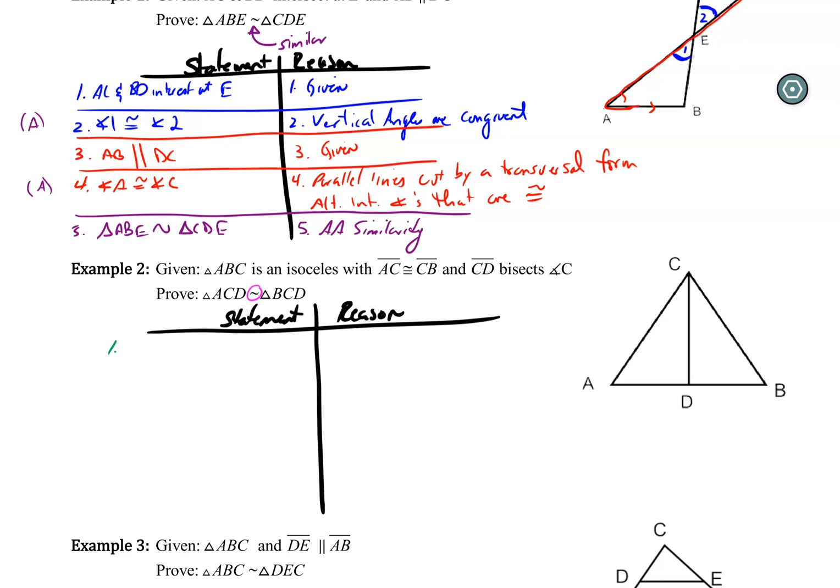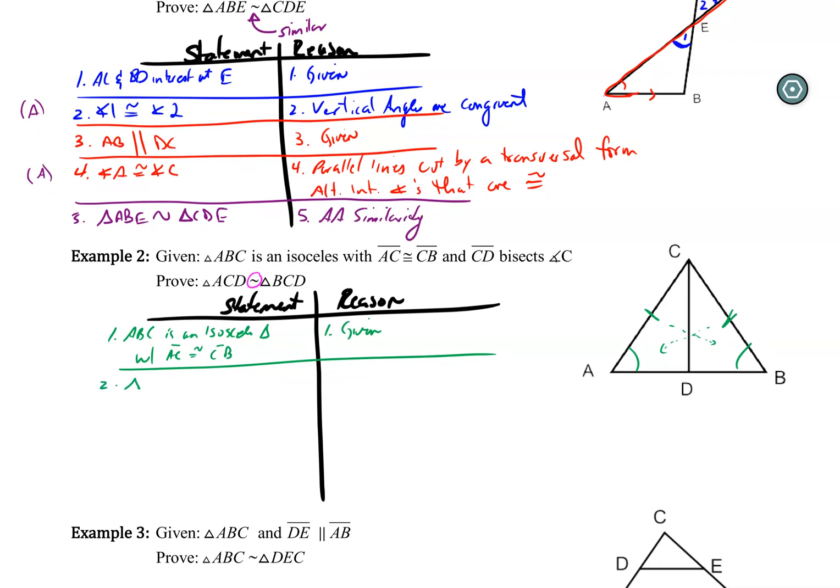So the first one here is that ABC is an isosceles triangle with AC congruent to CB. So right away, I think, okay, here's my triangle ABC. It's telling me that AC and CB are congruent to each other. Think back to your isosceles triangles and the properties of those. In an isosceles triangle, if you have two equal sides, that also means that their opposite base angles are congruent. So we can make the claim that in this case, angle A is congruent to angle B.